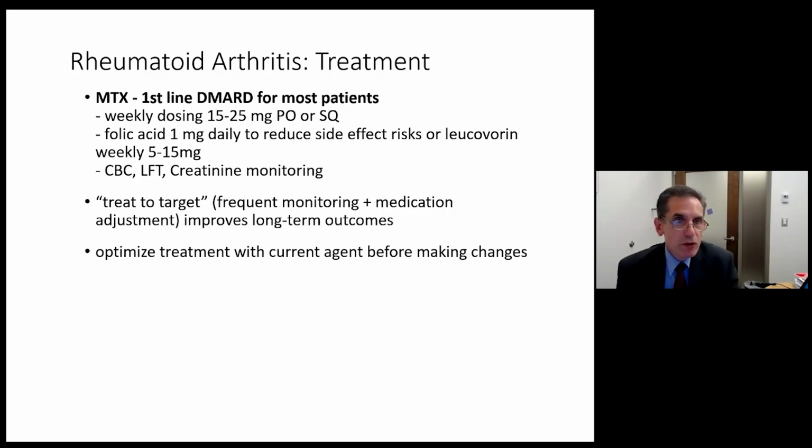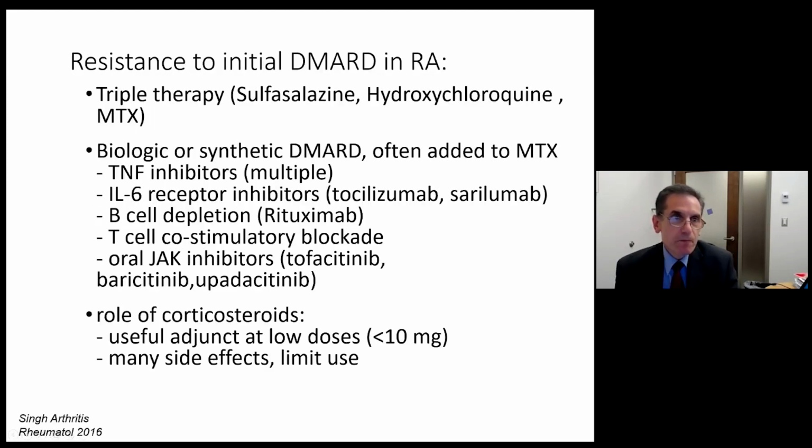Folic acid or leucovorin are used concomitantly, and regular monitoring of CBC, liver profile, and creatinine are necessary. The goal is to treat to target, which includes frequent monitoring and medication adjustments, which can improve long-term outcomes. It's important to optimize treatment with the current agent, so maximizing its use, for example, using maximum doses of methotrexate before making changes or adding other medications.